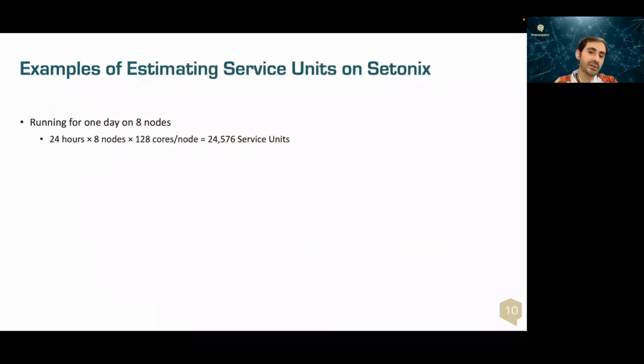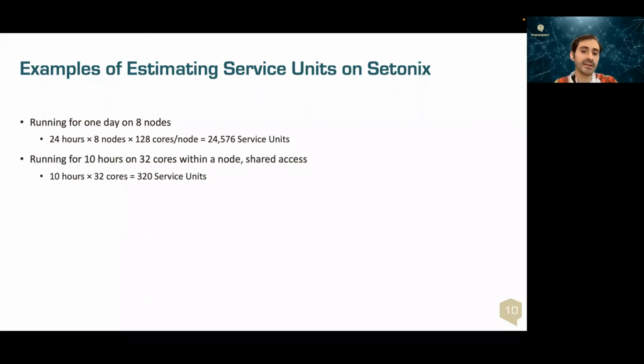Just for the record, here are a couple of practical examples of how one could estimate the service units required to run a specific job. Imagine running a job for 1 day on 8 nodes. It means 24 hours times 8 nodes times 128 cores per node. This is the first example of multi-node resource accounting that we're seeing. So 128 times 8 times the hours amounts to 20,000-something service units.